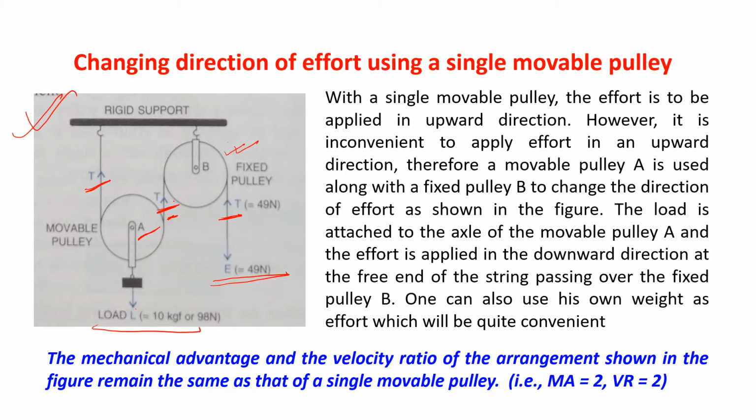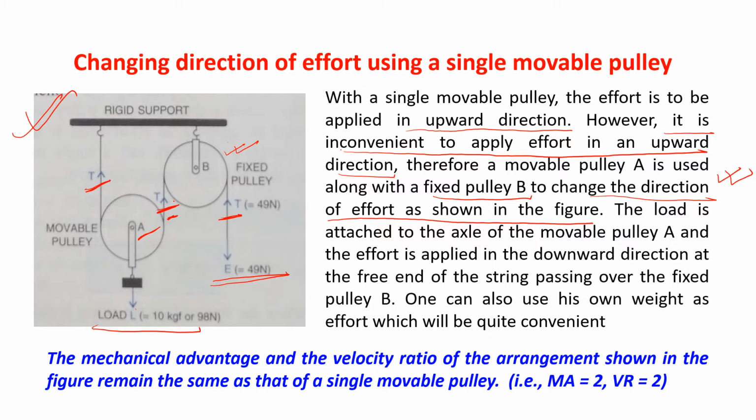Okay, let me see what is written here. With a single movable pulley, the effort is to be applied in that upward direction, as I told you. However, it is inconvenient to apply effort in the upward direction. Therefore, a movable pulley A is used along with a fixed pulley B. Why? To change the direction of the effort, as shown in the figure. Only to change the direction of the effort.